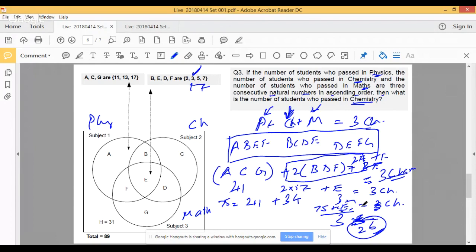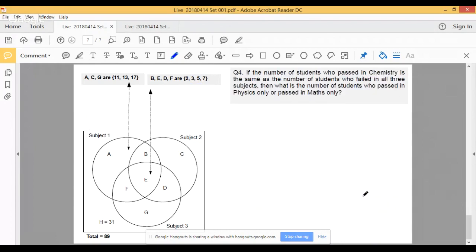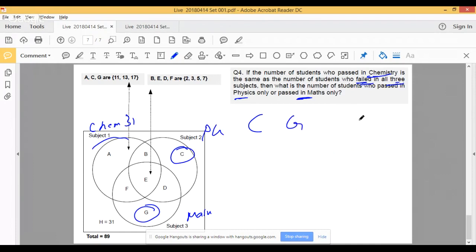Okay. Let's go to the last one on this set. The last one in this set said if the number of students who passed in chemistry is same as the number of students who failed in all the three subjects. Okay. So let's take this as chemistry. Right? Is same as the number of students who failed in all the three subjects. So this is 31. This total is 31. Right? What is the number of students who passed in physics only or maths only? So if I make this physics, maths, so I need physics only and maths only. So I need C and G. Now chemistry has to be 31, right?